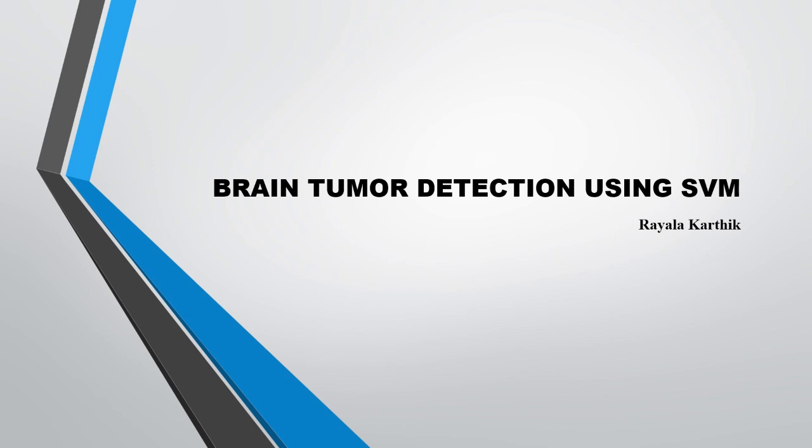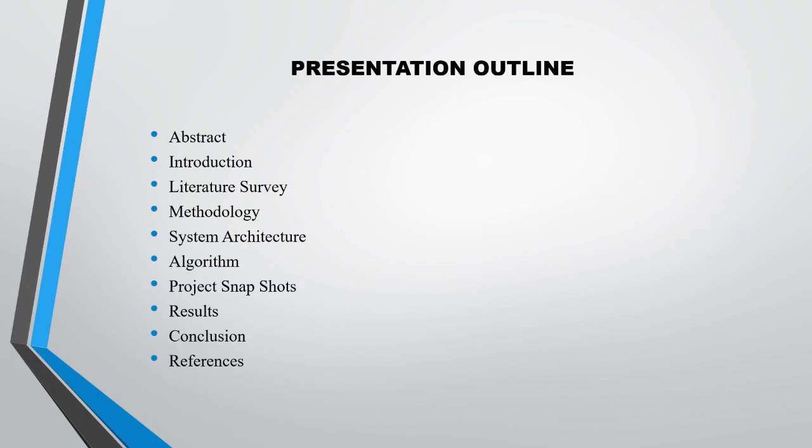And this is the PPT which I have created based on my final project, brain tumor detection, and I'm going to explain this PPT right now. This is the presentation outline. These are the topics I have introduced in my PPT: abstract, introduction, literature survey, methodology, system architecture, algorithm, project snapshots, results and conclusion, as well as the references.